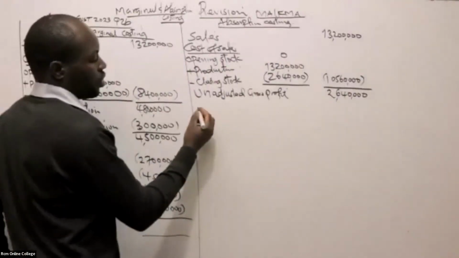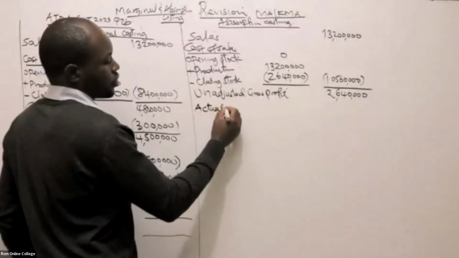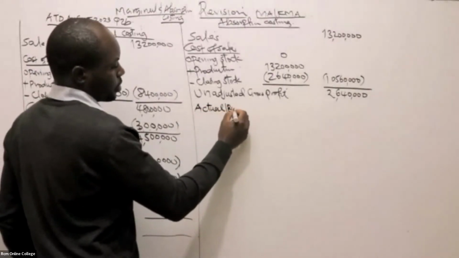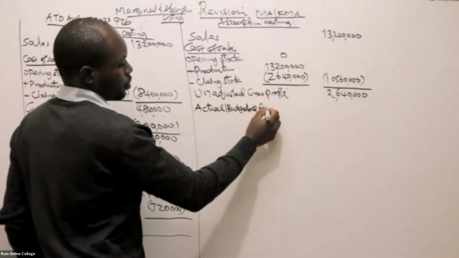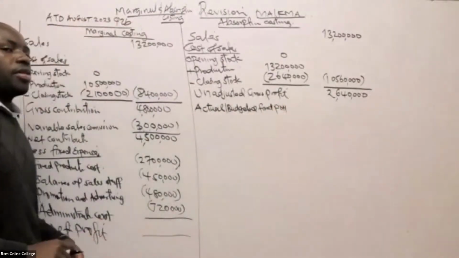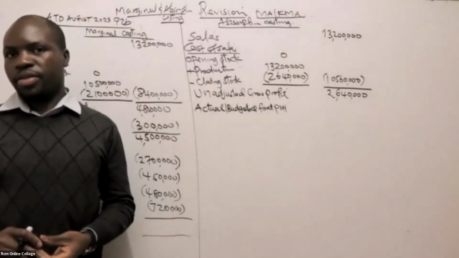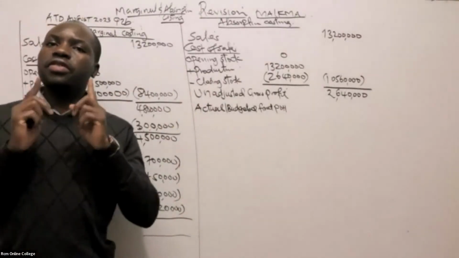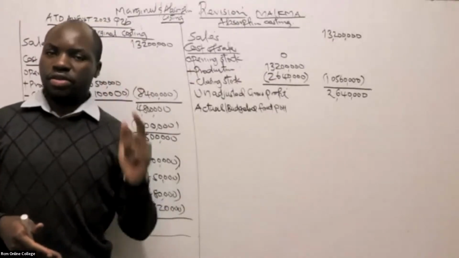So we look at what we call actual or budgeted fixed production overheads. What am I trying to say? You must look for actual fixed production overheads. But if you don't find it, use the budgeted fixed production overheads.